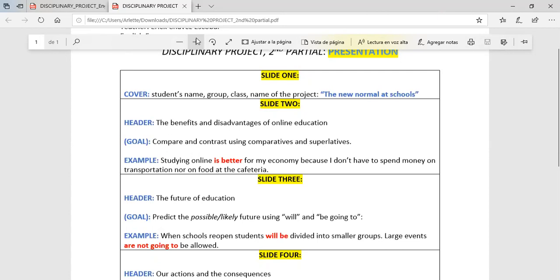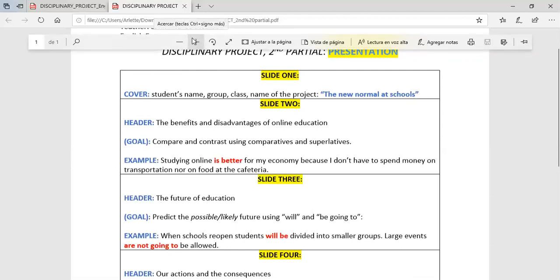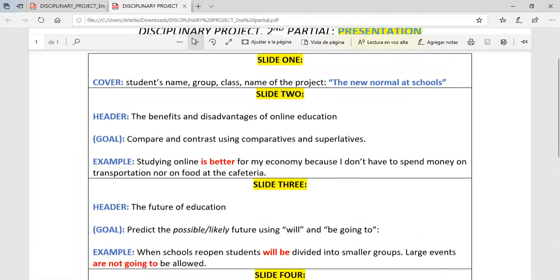So you have to compare and contrast the benefits and disadvantages, guys, of online education using comparatives and superlatives. In the second slide, you have to talk about the future of education. This is the highlight of the second. We can say, like the title, the future of education. So what is the goal here? Predict the possible, likely future using will and going to.